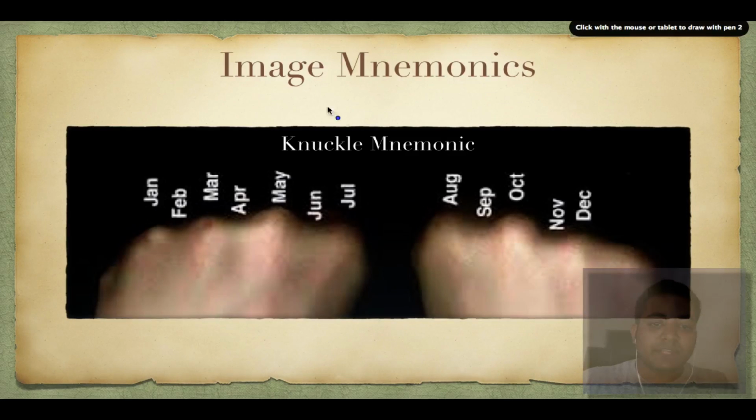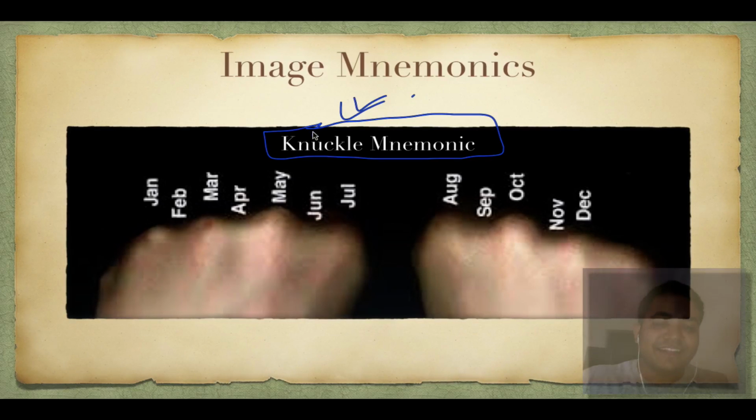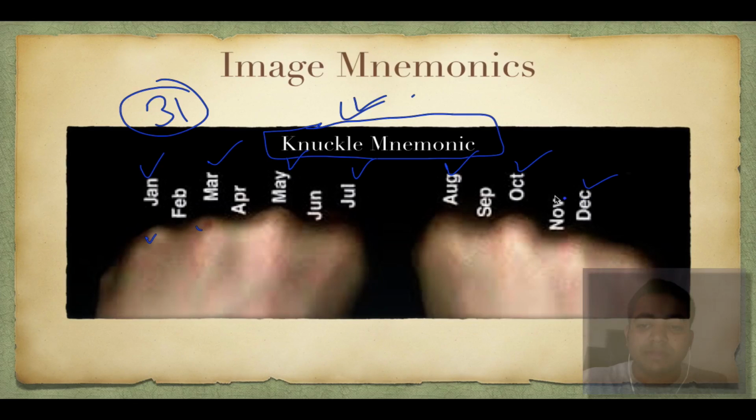Then another type of image mnemonic, which you have used a lot in childhood, we call the knuckle mnemonic. We are not cheating. These are called knuckles. So this is how we remember which month has 31 days. January has 31 days, then March, then May, then July, then August, then October, then December. It's just a small trick, but still sometimes we forget which month has 31 days. So just visualize this.